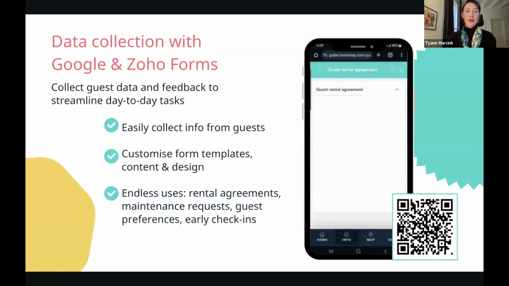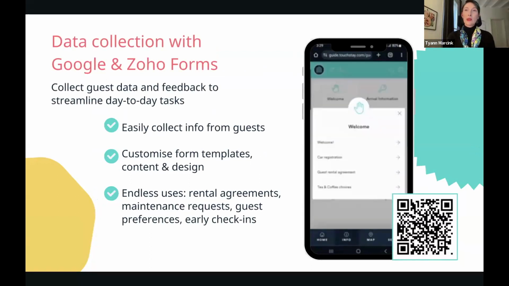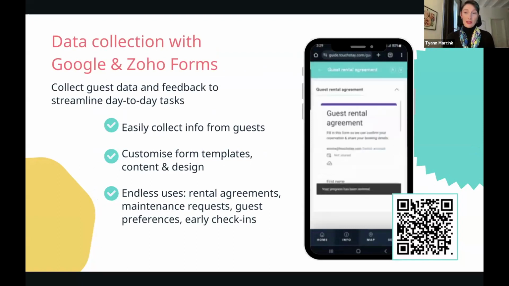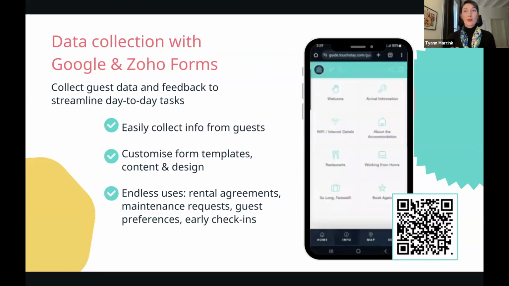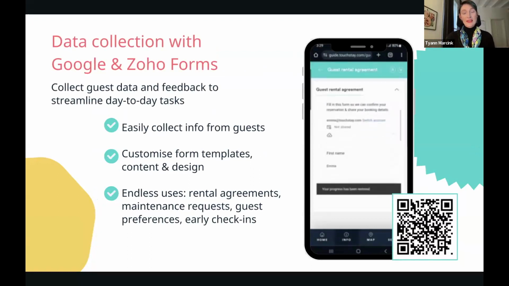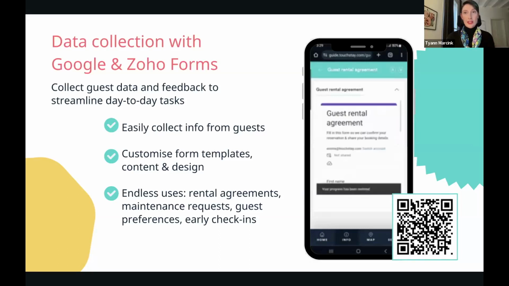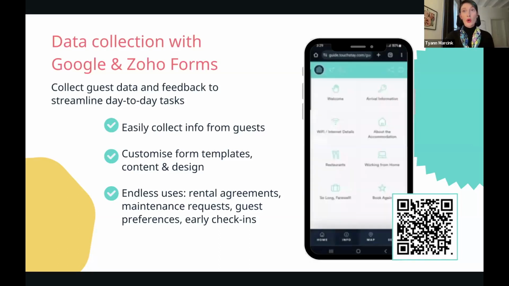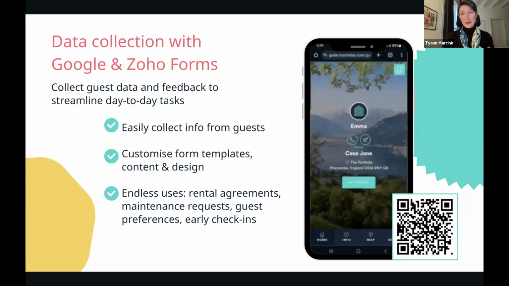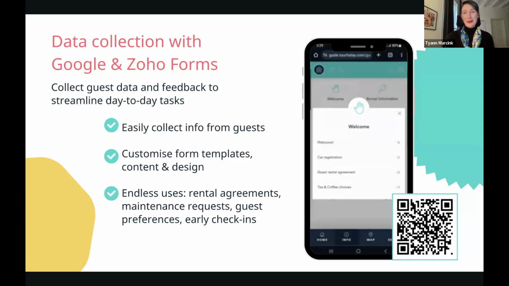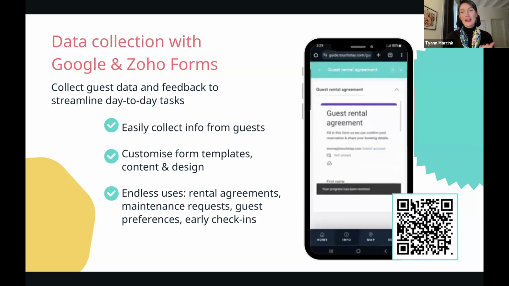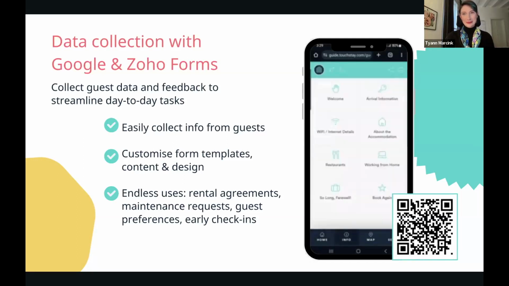And this one is really focusing on Google Forms and Zoho Forms. So a lot of our customers want to collect information about their guests. All of this can be essential to the day-to-day running of their business. This could be anything from guest rental agreements, car registration for a shared car park, or even collecting something as simple as tea and coffee preferences, because you want to make sure that guests have got their favorite cuppa when they arrive, and another nice way of showing off your hospitality.